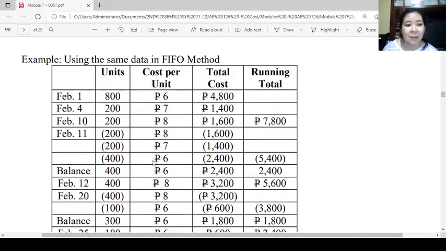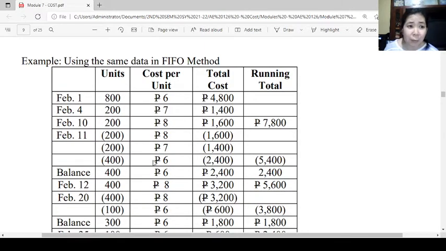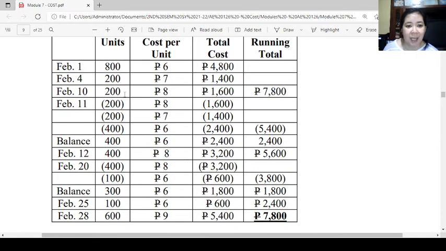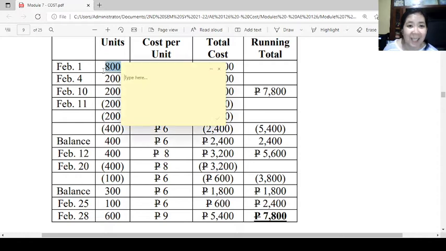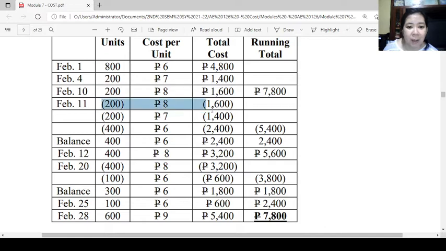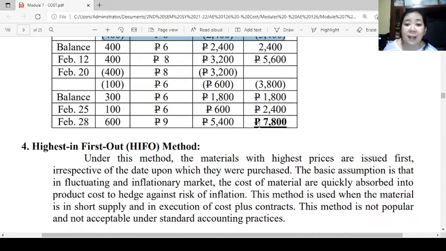Okay. So this is using the same information as in the FIFO method. So this is just the opposite. Okay, so for example, for our issuance right here of 800, we get it from the last items received. So this one should be issued first, followed by this earliest on February 4, and the last will be taken from the oldest. Okay, so this is our record right here. Okay, and so on until we get the ending balance of the inventory.